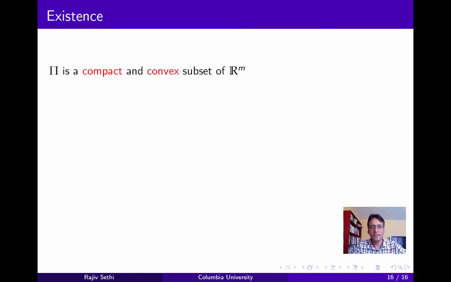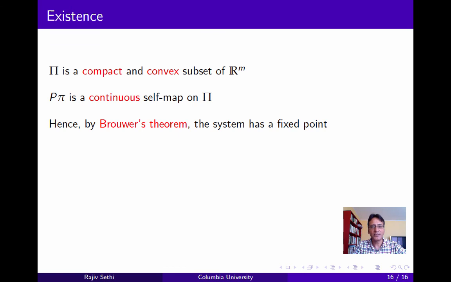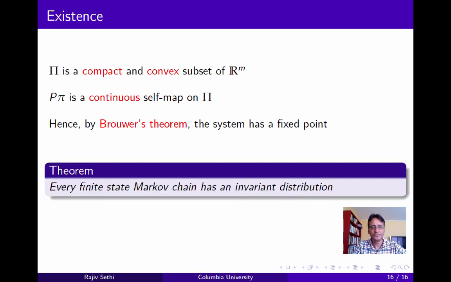Now, as we've seen, the unit simplex is a compact and convex subset of R^m. The map πP is clearly a continuous self-map on Π, and hence by Brouwer's theorem the system has a fixed point. And this is exactly what we mean by an invariant distribution, so we've shown that every finite state Markov chain has an invariant distribution. This deals with the existence question, and we'll address uniqueness and stability in the next segment.